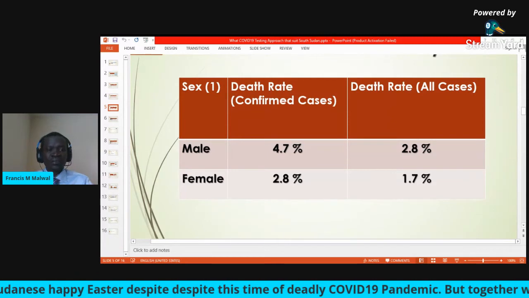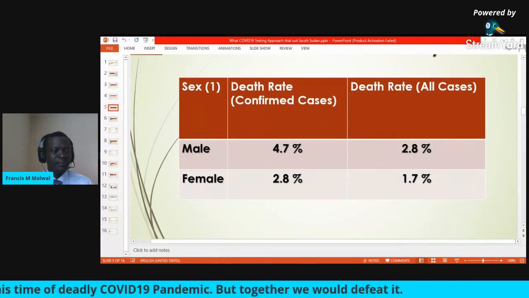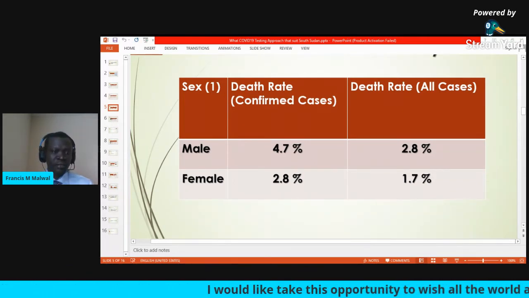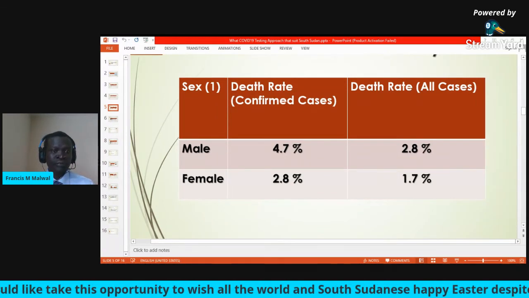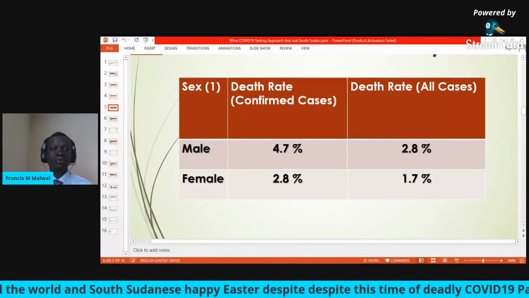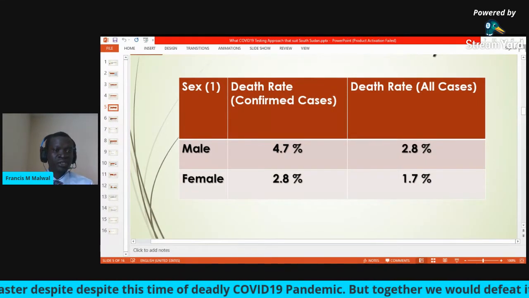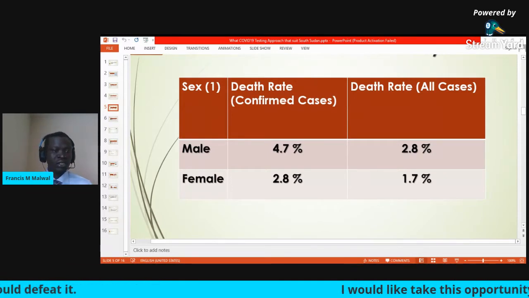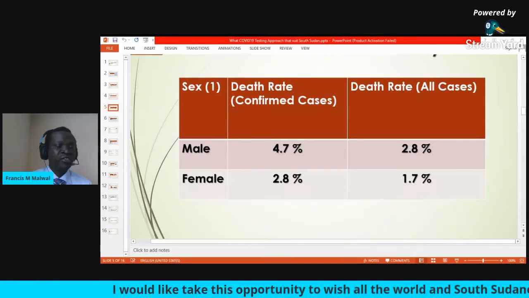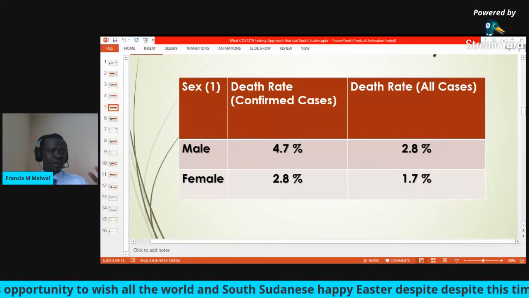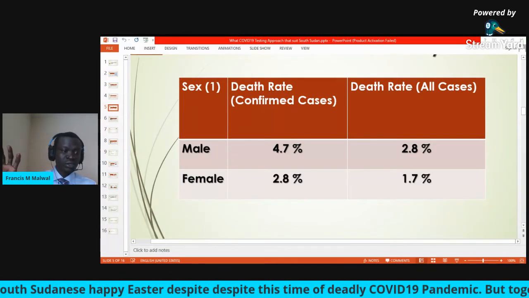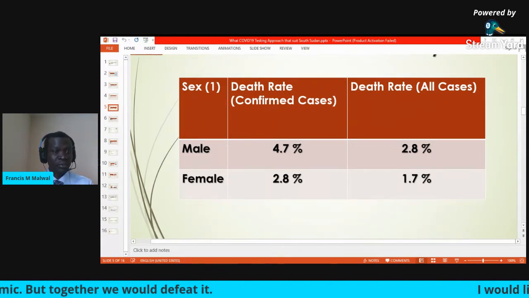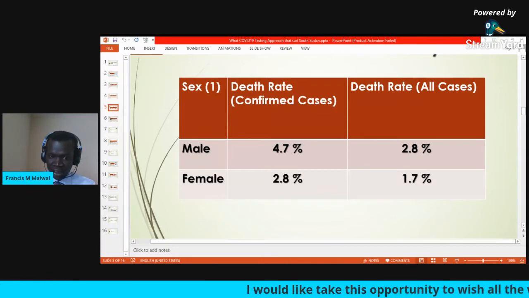So also there is a disparity in terms of sex and gender. When you look at the death rate in terms of the confirmed cases, maybe for male, it is 4.7%. And then if you are talking about all cases, it is 2.8, compared to female, where the death rate in the confirmed cases is 2.8. But when we come to the deaths overall, you see that the female have 1.7%. So basically, if you are a male and you are infected with COVID-19, the risk is too high for male genders.